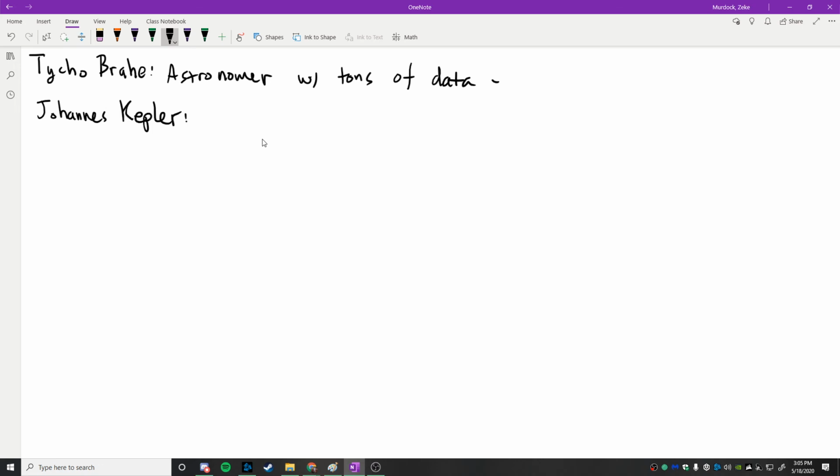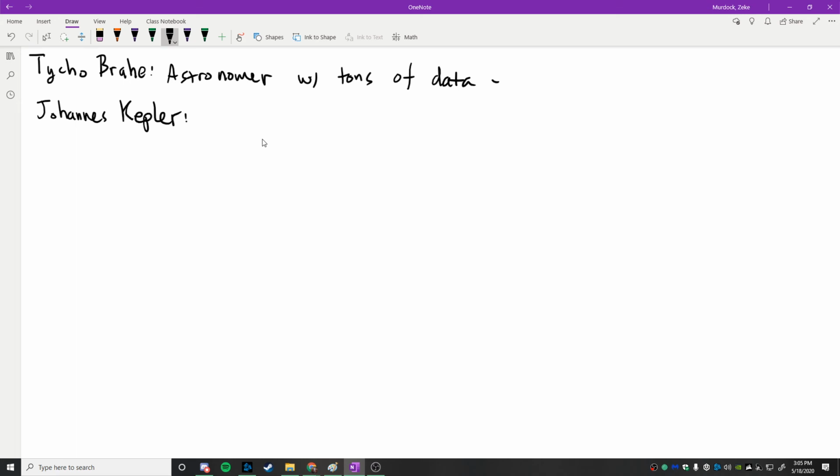At first he worked as an assistant for Brahe, but they had some conflicts, and eventually Kepler wasn't able to work with him anymore and went away. Later in life he managed to somehow get his hands on the data. I think some of it had to do with fighting with Brahe's estate after he died or something like that, but Kepler eventually got access to all this data that Brahe took.